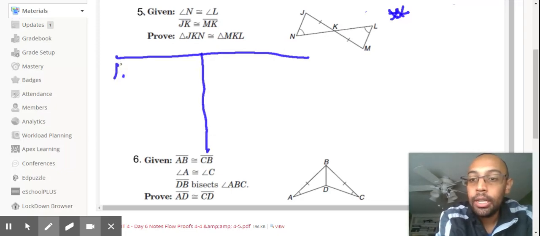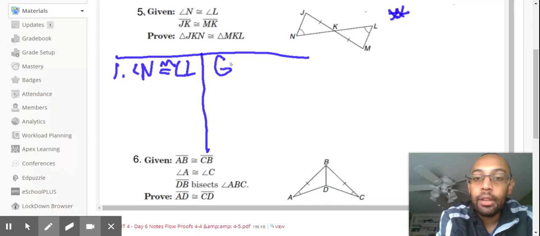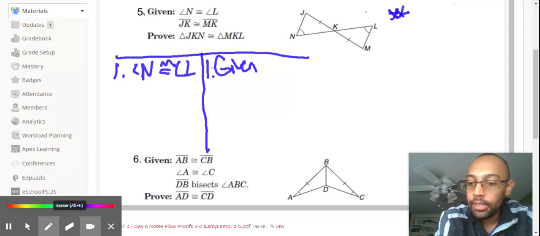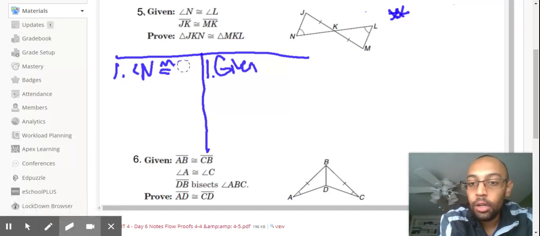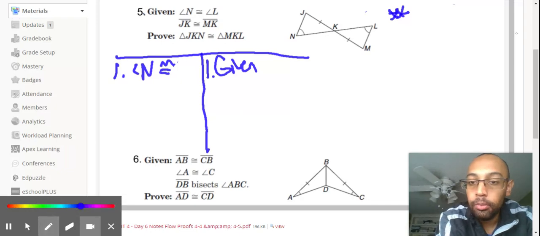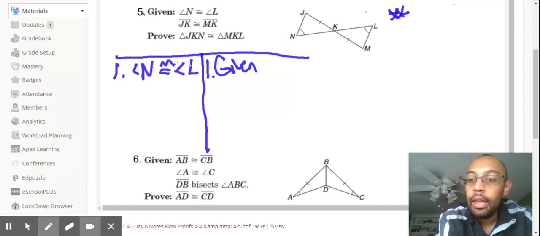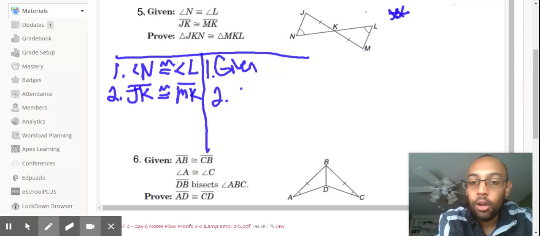So statement 1 is going to be the given. So angle N congruent to angle L. That is given. And I apologize, that angle and the L looks very similar. So I'll try to rewrite that a little better. Angle L. And then we'll just go ahead and use it as the second statement because I don't have much room. JK is congruent to MK. And that is also given.